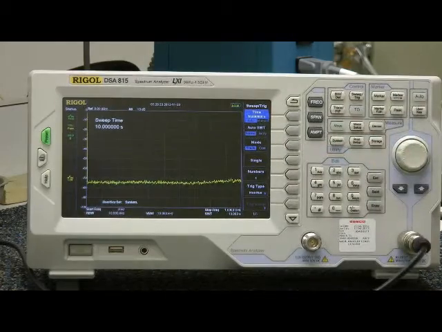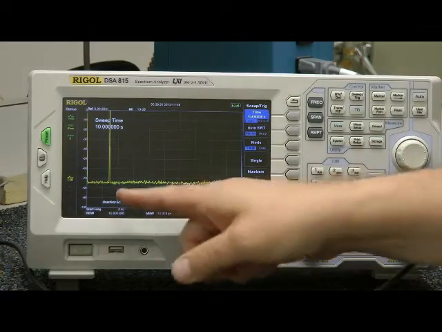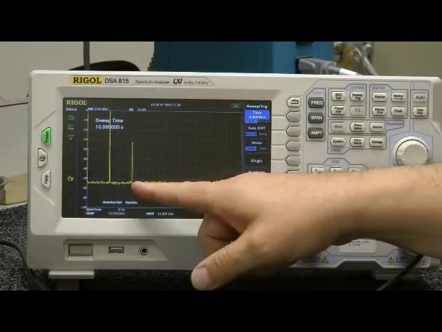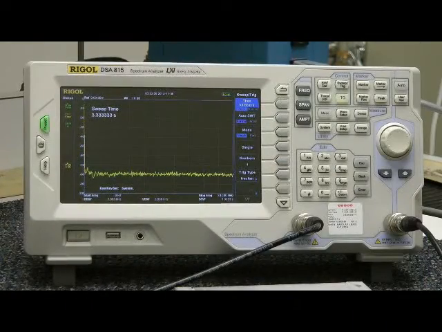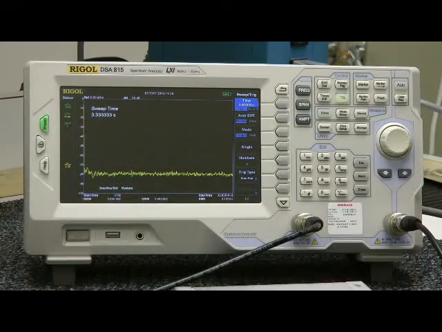Let's key it and do a single sweep. Here we go. Oh, there's the fundamental. Oh, and there's a very bad second harmonic. Oh dear, that's trouble. Spectrum analyzers are particularly useful in sweeping filters.